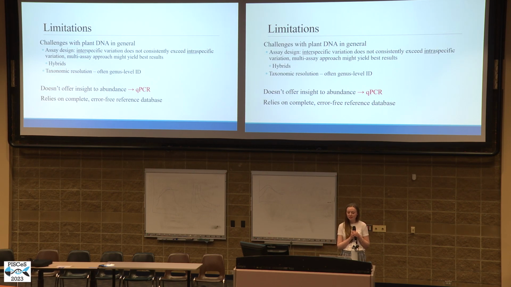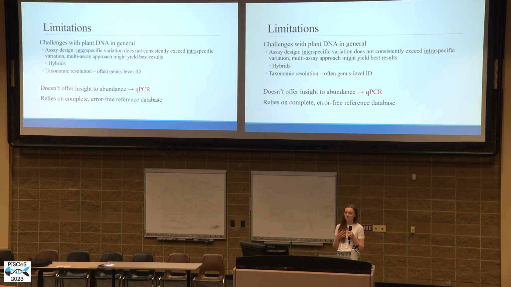So there are some limitations, challenges with plant DNA in general. Plants have some pretty complicated genetics, so that makes assay design a little bit tricky. Genetic variation between different species is not always greater than between members of the same species, so that makes both the primer site selection and the amplicon design, I guess, a little bit tricky. And then there's also a high level of hybridization of plants. And then, as you saw maybe in the mock community results, often we are getting the genus level identification, not always species level. So those are some challenges.